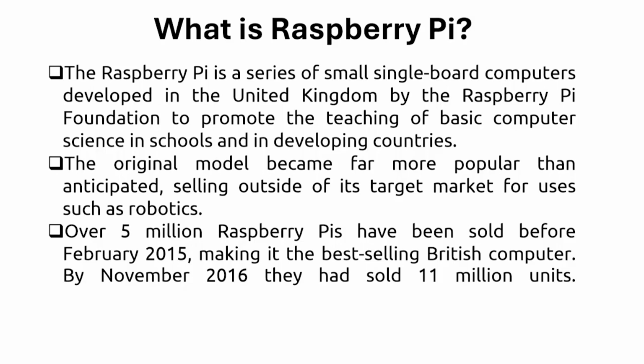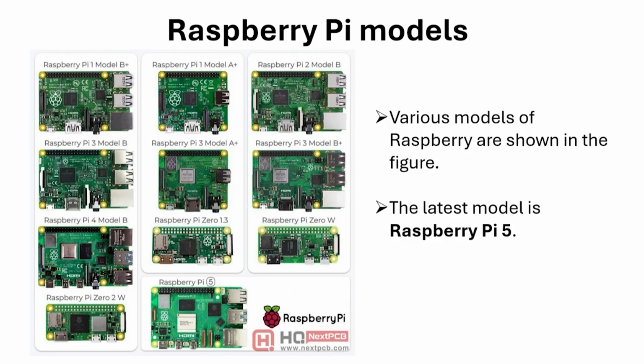So, what is Raspberry Pi? Raspberry Pi is a series of small single board computers developed in the UK by the Raspberry Pi Foundation to promote the teaching of basic computer science in schools. The original model became far more popular than anticipated, and today over 5 million Raspberry Pis have been sold. It's 2015 data in fact. So, you can think of how popular Raspberry Pi is. There are various different models of Raspberry Pi available today. This is just a glimpse of different types of Raspberry Pi, the latest being Raspberry Pi 5.